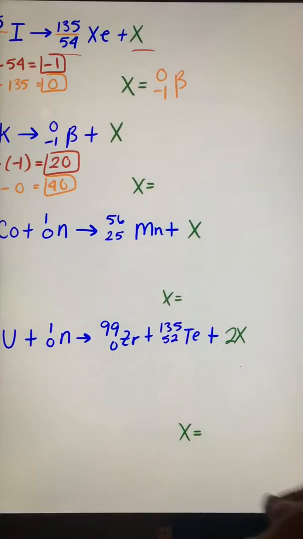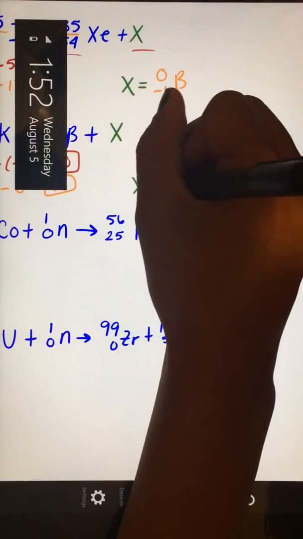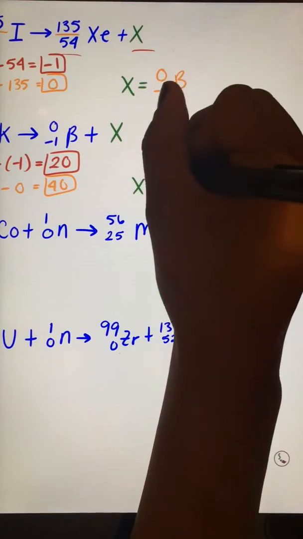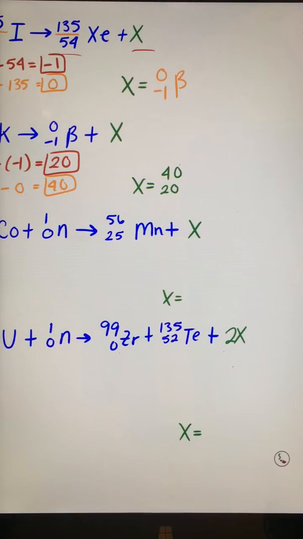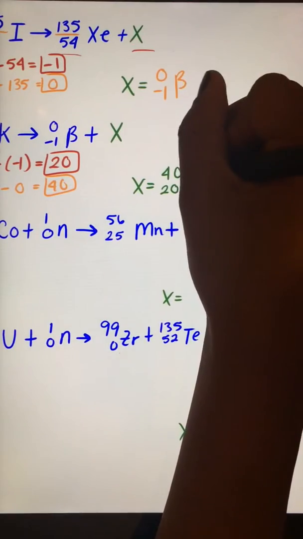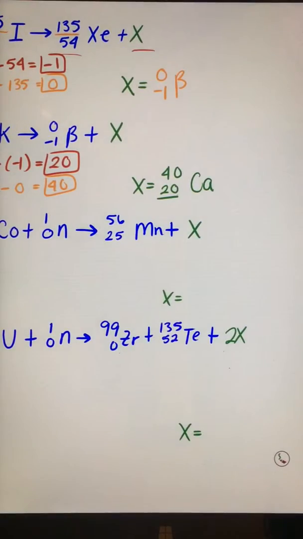Therefore, X has 20 protons and a nuclear mass of 40. So if you look on the periodic table, you find that calcium is what matches the number of protons, because the number of protons is also the number on the periodic table.